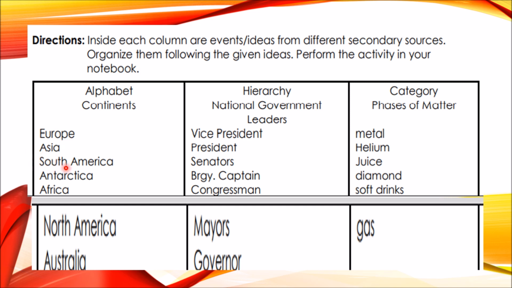Europe, Asia, South America, Antarctica, Africa, North America, and Australia. What will be the first one? The second, the third, the fourth, the fifth, the sixth, and the seventh. So write that down. How about the hierarchy?